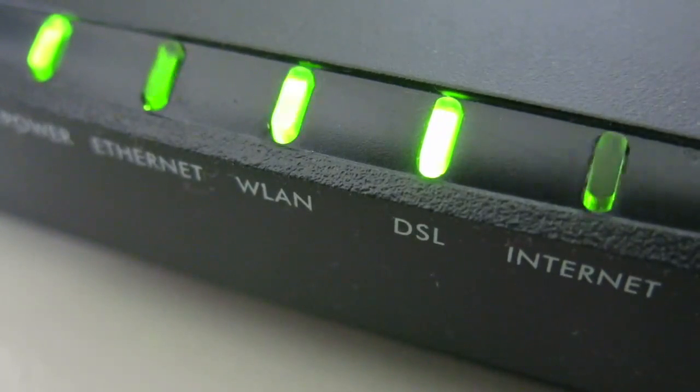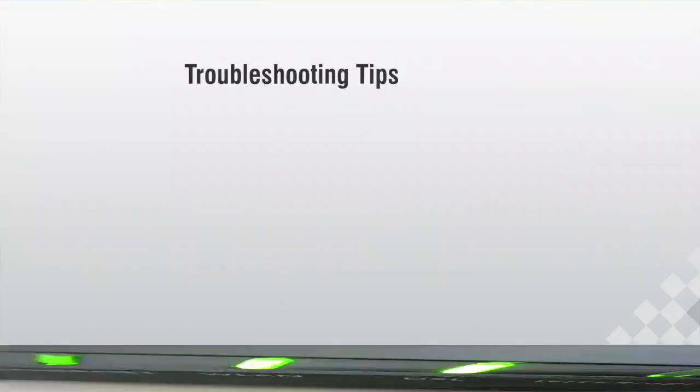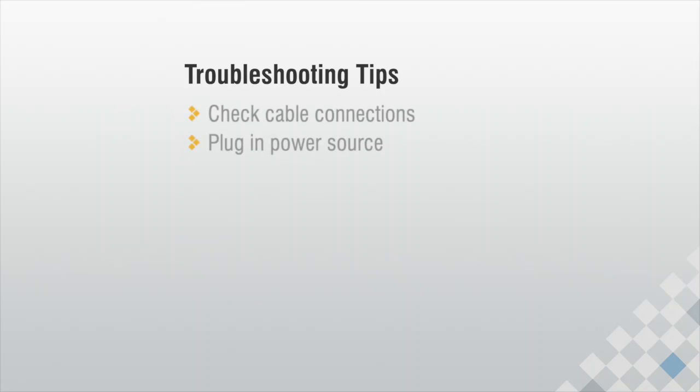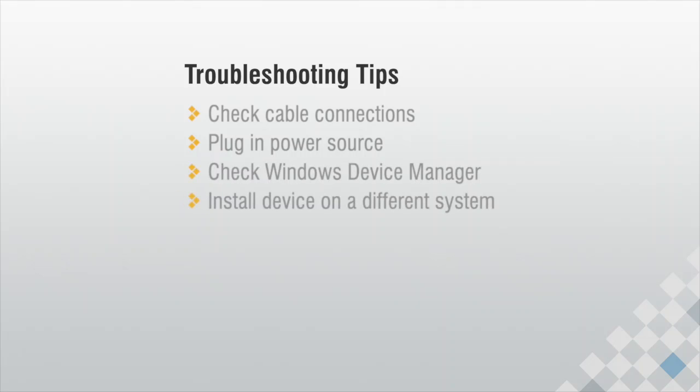If you install an external device and it's not functioning correctly, consider the following troubleshooting tips. Check all cables and connectors to make sure they're securely seated. If the device requires a separate power source in order to operate, verify that it's plugged in. If you're installing the device on Windows, open Device Manager and make sure the device is listed and enabled. Try installing the device on another computer system to make sure the problem doesn't lie with the device itself.